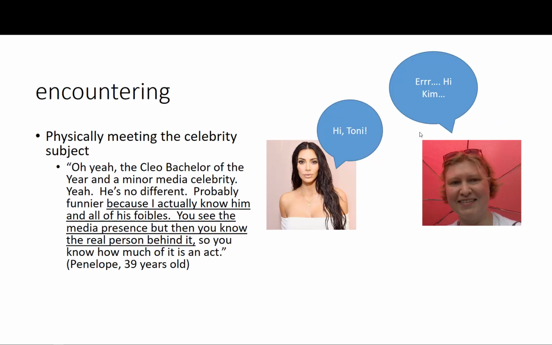And finally, I have encountering, where you actually meet the celebrity as a real person. So this is displayed in my example images to the side, where I'm meeting Kim Kardashian and I don't know what to do. So in the quote, I'm talking to Penelope, who's 39 years old, and whose brother was the Clio Bachelor of the Year and a minor media celebrity, according to her. And she describes what it's like to know him both as her brother, because I actually know him and all of his foibles. You see his media presence, but then you know that real person behind it. So this idea that she has to keep both versions of her brother, the media celebrity, and him as her brother, in her head at the same time.